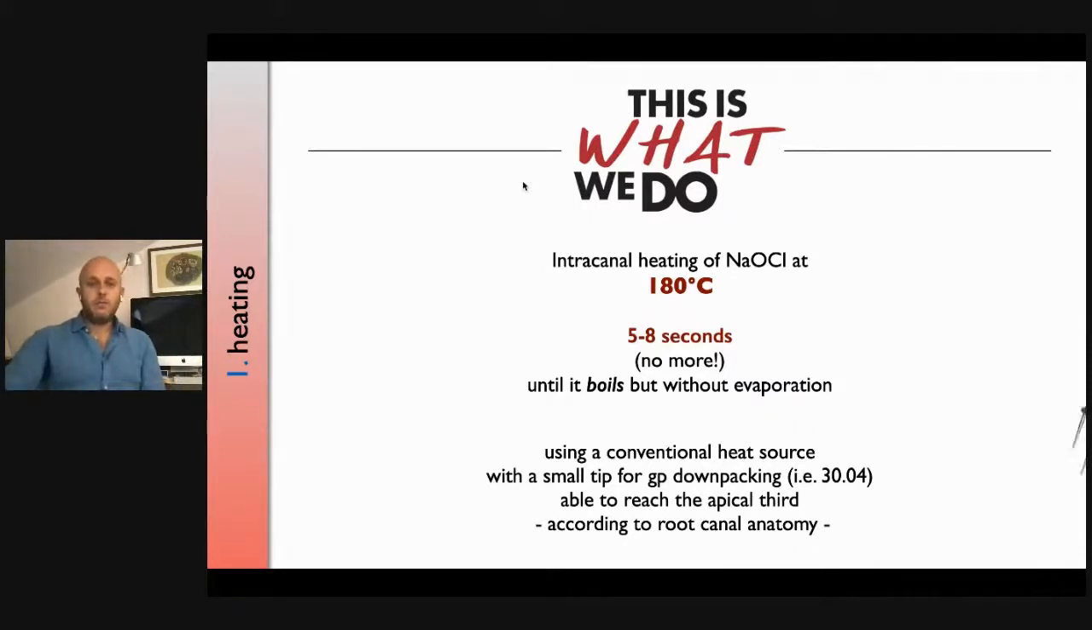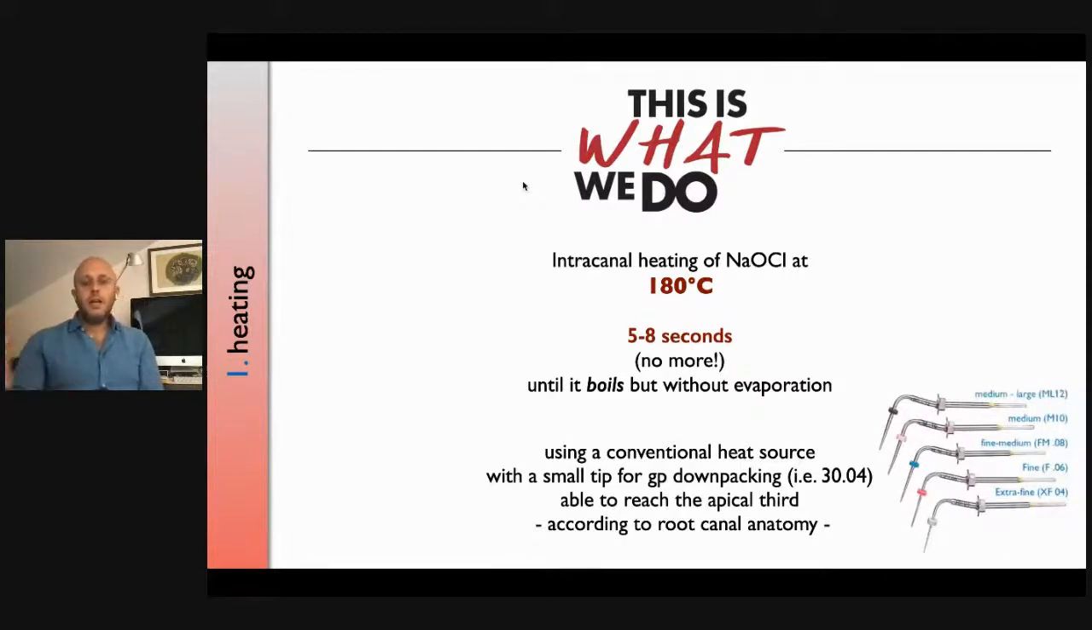temperatures using a conventional heat source. So we don't have to buy a specific device. We can use the device we daily use for compaction of gutta percha.